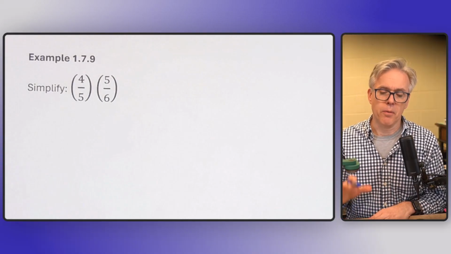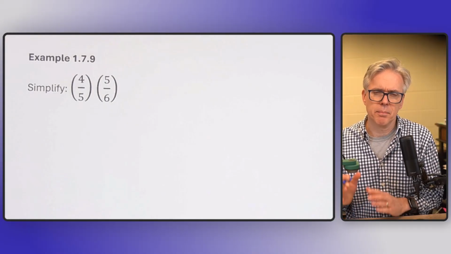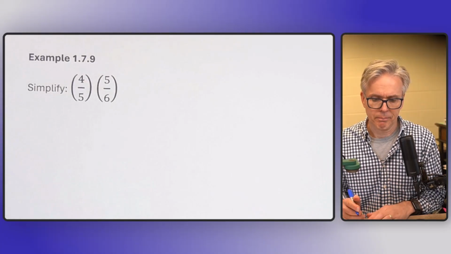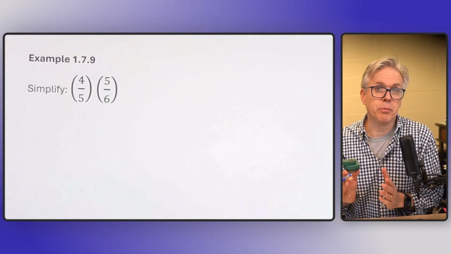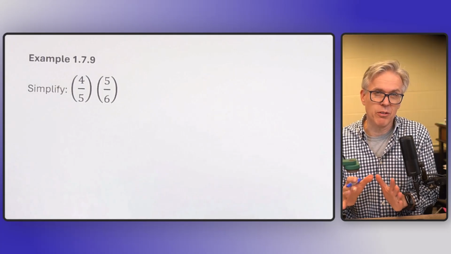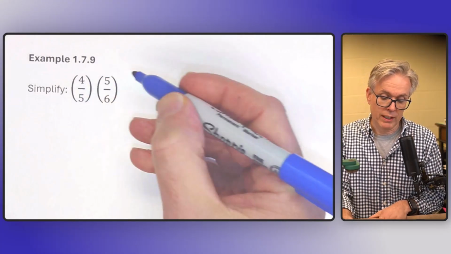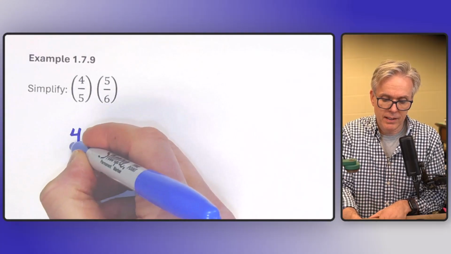Okay, try this one. 4/5 times 5/6. Pause the video, see if you can get this one to come out. All right, welcome back. So we have parentheses right here. Sometimes we have parentheses around our fractions. I wanted to give you a slightly different form for how these can show up. So we don't treat it any differently. If it helps you, we can rewrite it. I'll rewrite it for you.